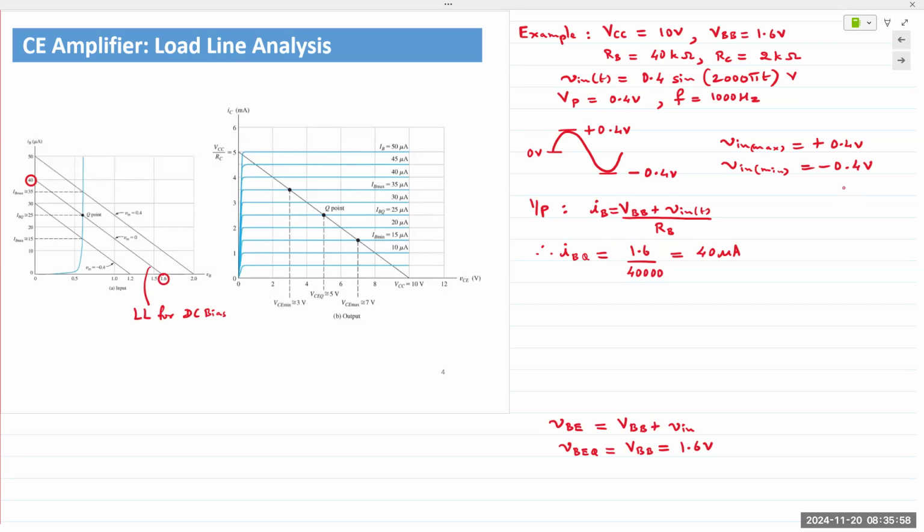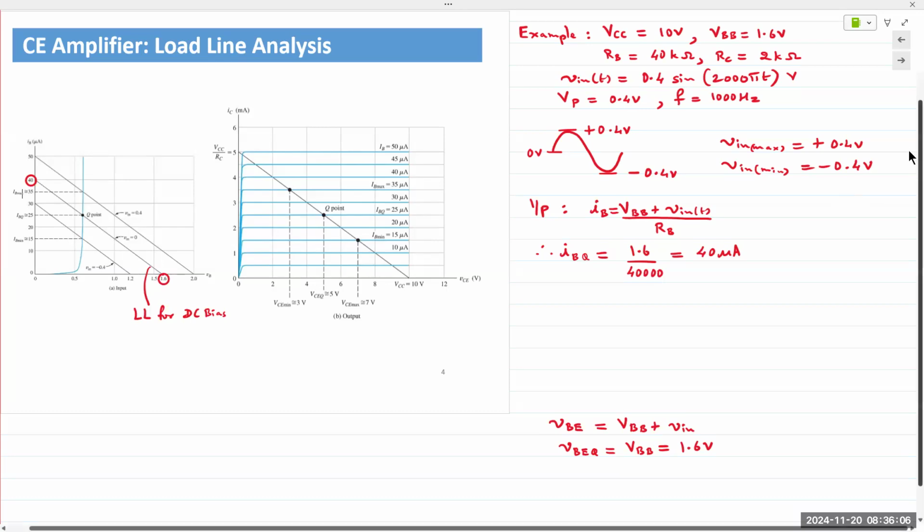Okay, 40 and 1.6. How are we doing on time? It's good. So far, so good. Okay.